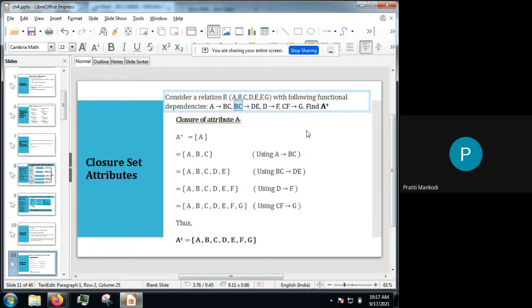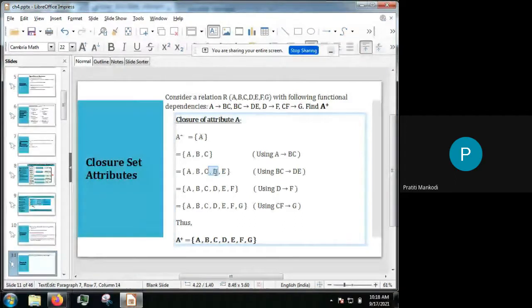Now what I can derive? I have D with me. And there is a function. See, you have to check the functional dependencies only. It is not necessary that every attribute will derive every other attribute. It is not necessary. You have to check the functional dependency. So I have D with me. Can I get the value of F with the help of D? Yes. So I'll be including F, using D giving F.